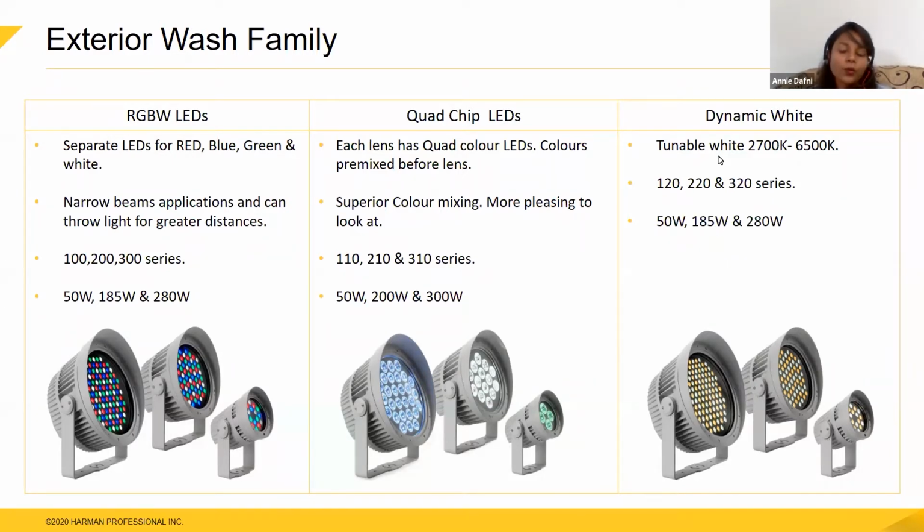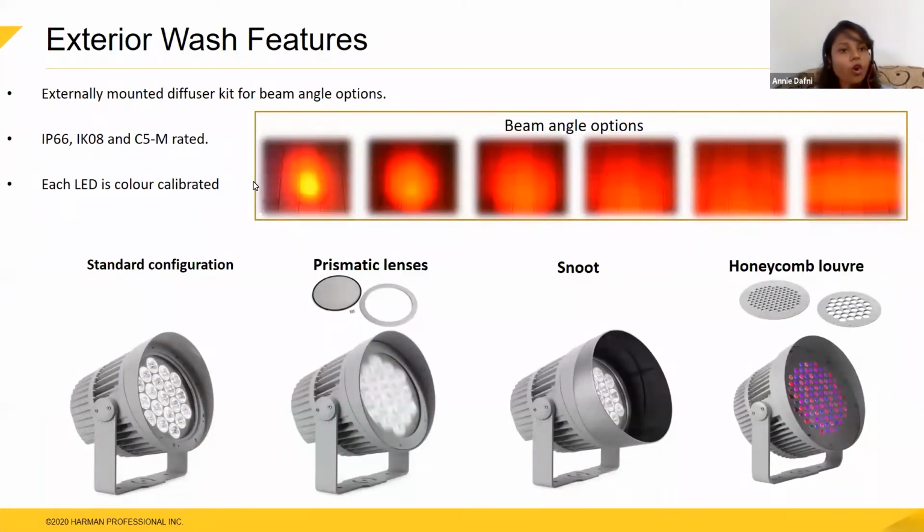So here again, we have the 120, 220, and the 320 series depending on the wattage and the size. Okay. So moving on, again, not all applications are the same. In order to cater to different applications, we have externally mounted diffuser kits, with which we can achieve different beam angles.